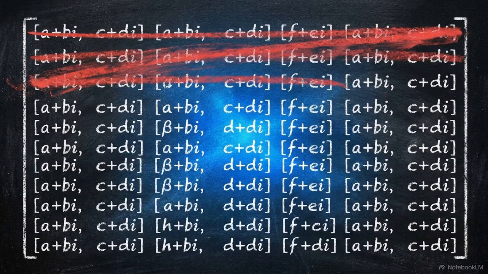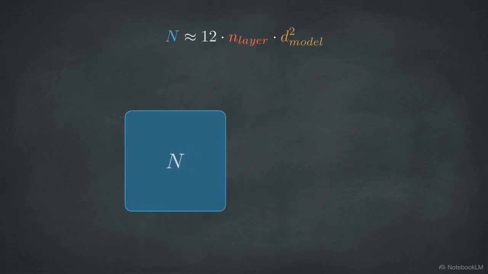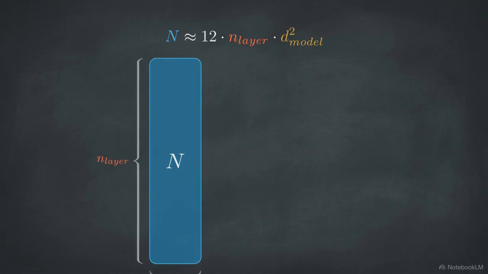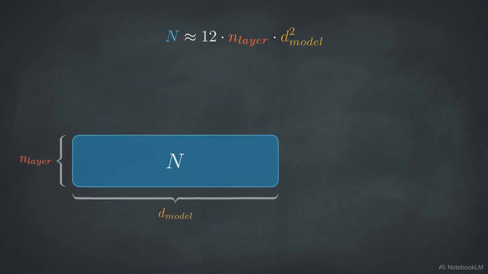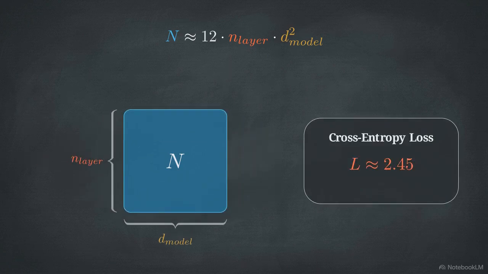These are the weights in the attention and feed-forward layers that perform the computational work, excluding vocabulary lookup tables. For a standard transformer decoder, N is approximated by multiplying a constant of 12 by the number of layers and the square of the hidden dimension size. As long as N is held constant, the actual shape of the model is irrelevant. Whether the network is deep and narrow or shallow and wide, the final cross-entropy loss remains statistically static.